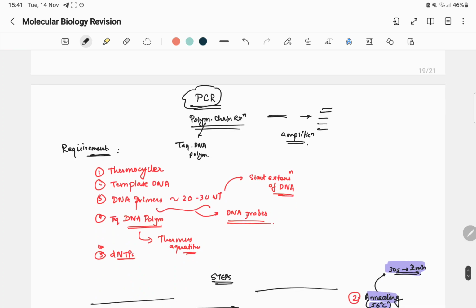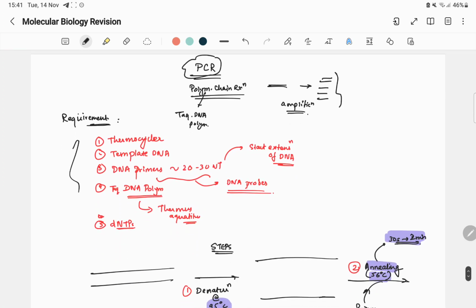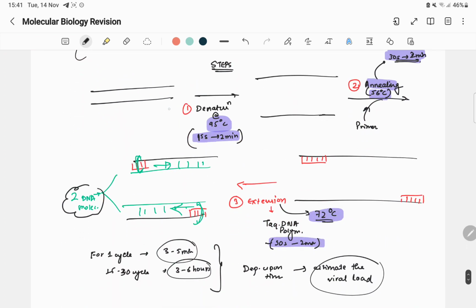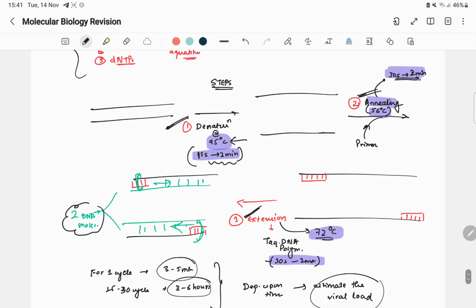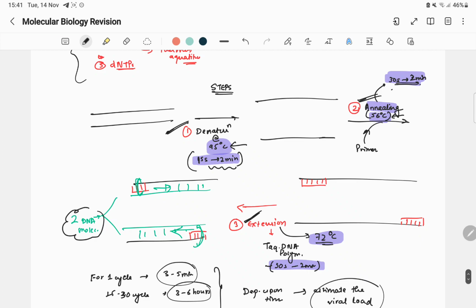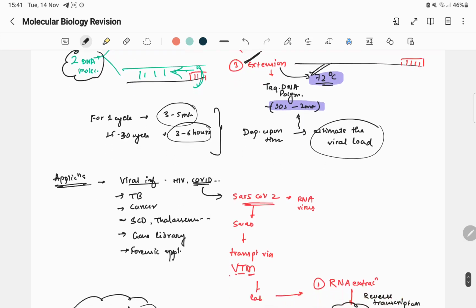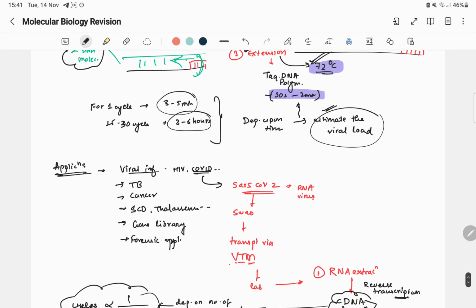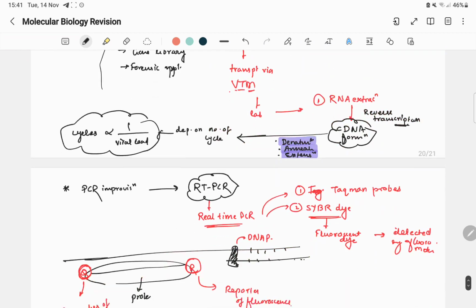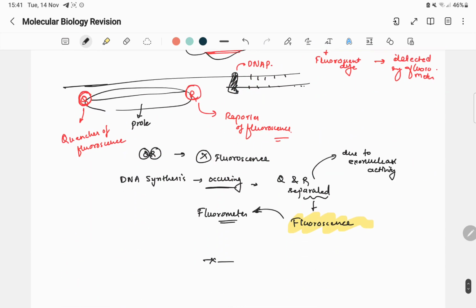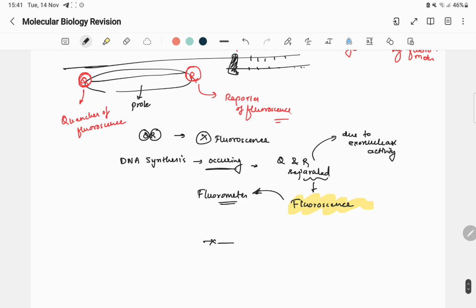Then PCR: what are the requirements of PCR? What are the steps? Denaturation, annealing, and extension. Denaturation is at 95 degrees, 15 seconds to 2 minutes. Annealing is at 56, 30 seconds to 2 minutes, and extension is at 72, 30 seconds to 2 minutes. Depending upon the time you can estimate the viral load. Applications we saw, and about real-time PCR we discussed, in which the quencher and the reporter, if they are together, will not produce a signal, but if they are separated due to the exonuclease activity of DNA polymerase, then fluorescence will be observed.